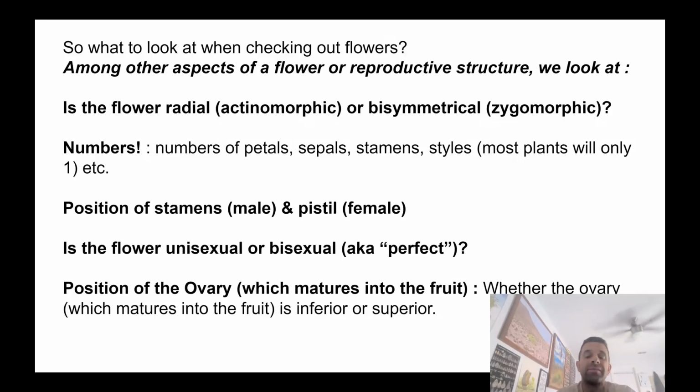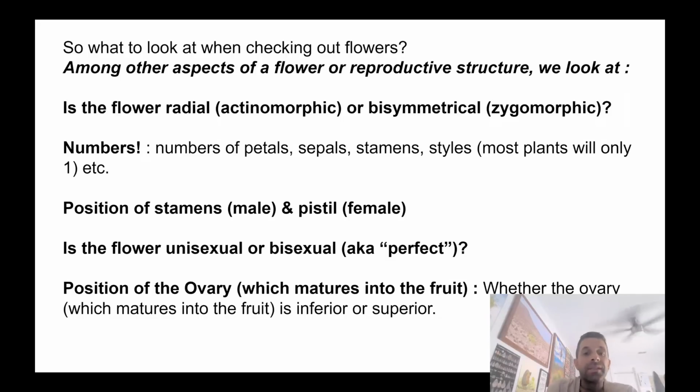Among other aspects of a flower's reproductive structure, we look at whether the flower is radial. The word for this is actinomorphic, and you'll find this in that plant systematics textbook that I've asked you to download probably 15 times now from that Google Drive folder. I'll put the folder in the details of this video so you can get it again if you need to. And you can also use the book. I don't have it with me, but Botany in a Day, that's in there too.